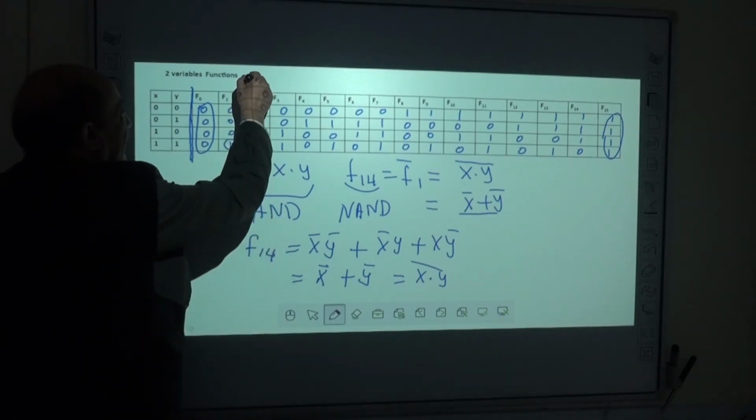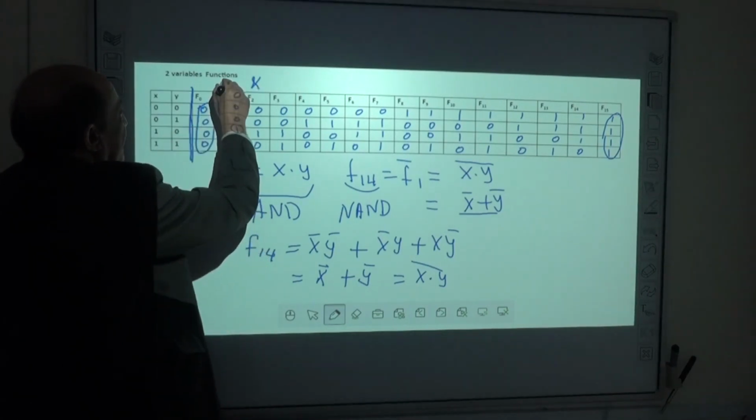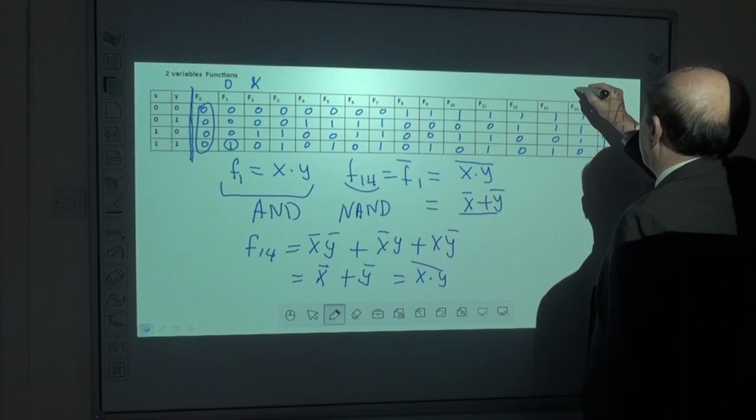f1 and f14: constant 0, constant 1, NAND.